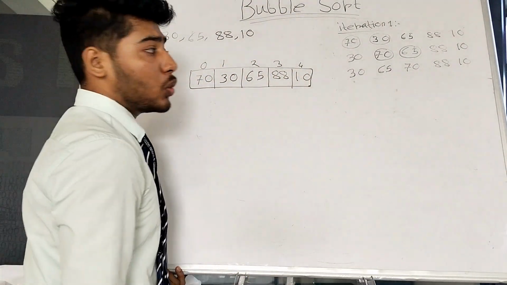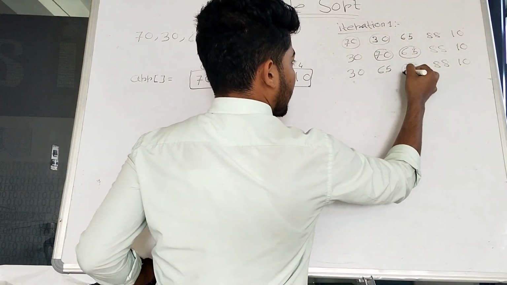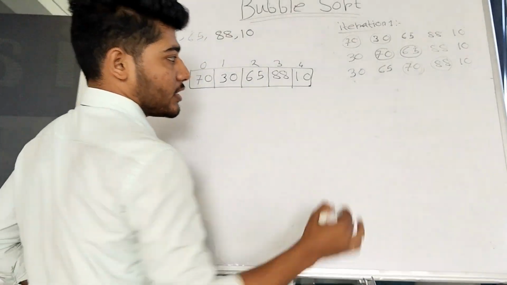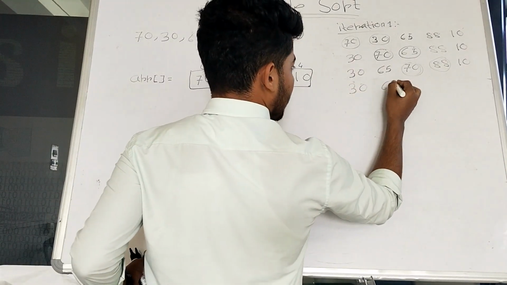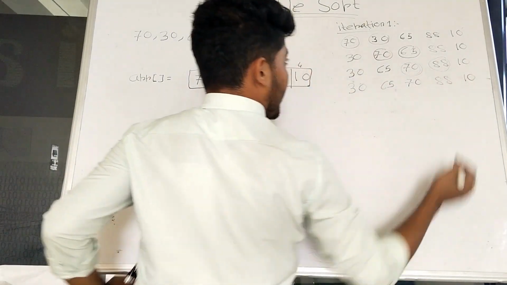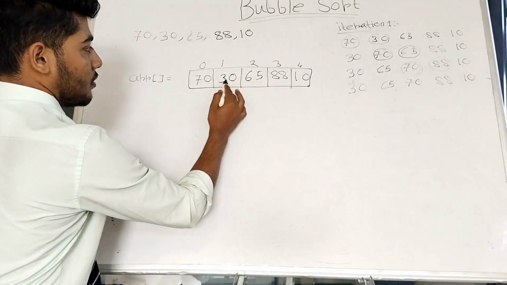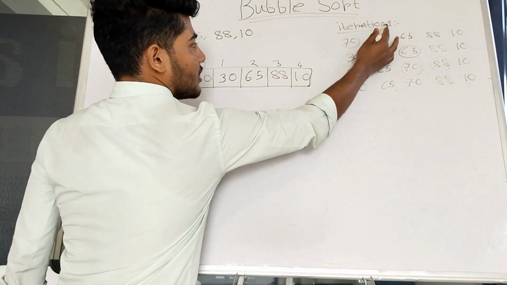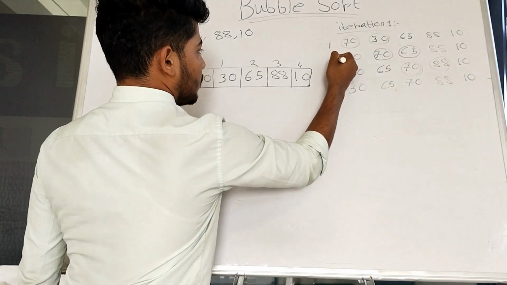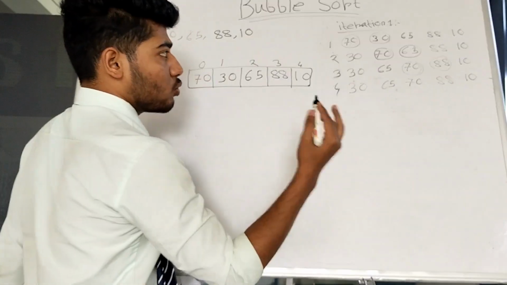Next, we will compare ARR 2 with ARR 3. So 70 greater than 88? No. So it will not interchange. So it will remain the same: 30, 65, 70, 88, 10. In every iteration, we will compare n minus 1 times. So n is 5 because there are 5 elements and the iteration number is 1. So n minus 1 is 4. So it will be 1, 2, 3, 4. It will compare n minus 1 times.